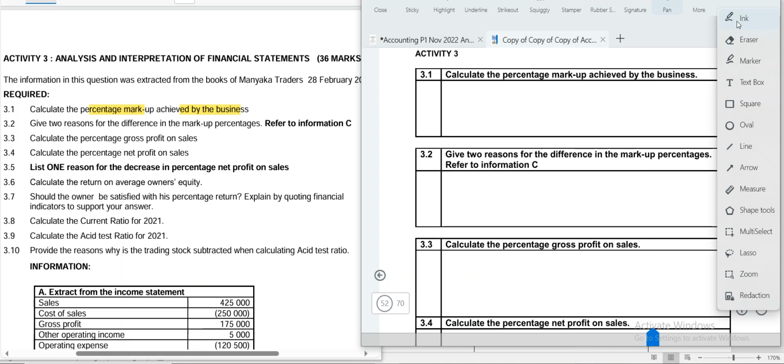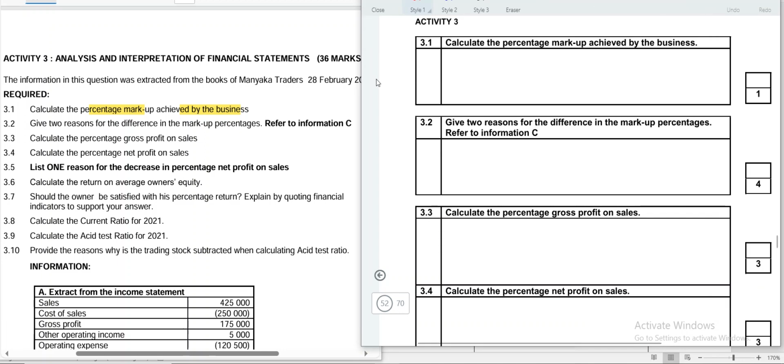So we are going to calculate percentage markup on cost of sales. It is also known as markup achieved by the business, or just gross profit markup. So please make sure, guys, that when you do these things, you remember the formulas. So our formula says that for us to be able to do this, we are going to take our gross profit and we are going to divide it by cost of sales. So I'm going to write it here that the formula is gross profit divided by cost of sales.